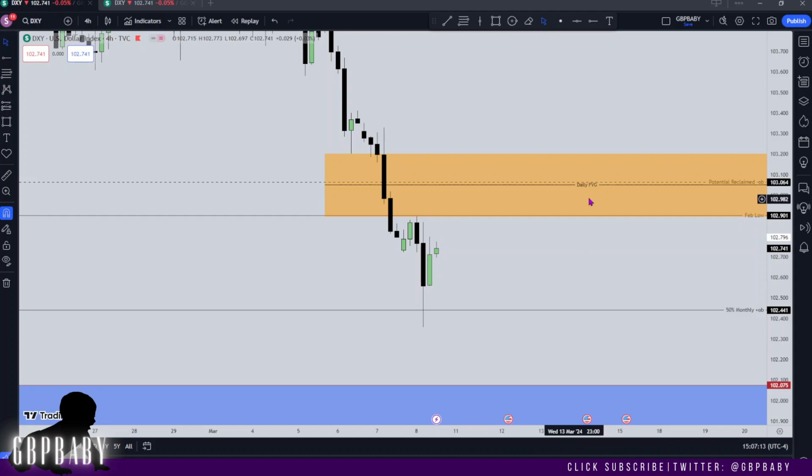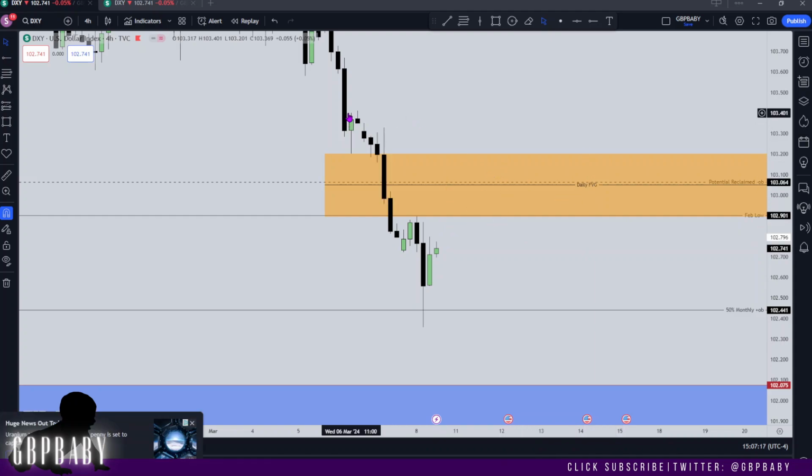But generally speaking, again, I want to see us trade into that daily fair value gap to create the high of the week. There is a bearish order block up here as well. So that's another level I'll be paying close attention to if price does manage to reach up there.